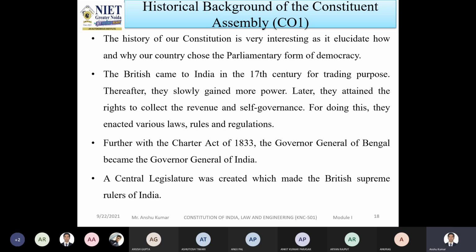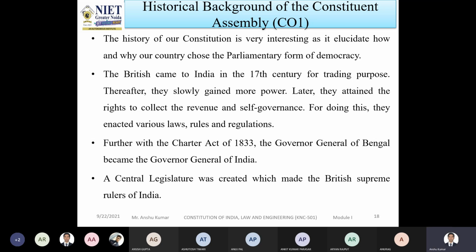Now the question is: it enacted a law and made the Governor General of Bengal the Governor General of India. Then who was the first Governor General of India? The answer is Lord William Bentinck. Always remember, this type of question always comes in exams. The first Governor General of India is known as Lord William Bentinck. It deprived the Governor of Bombay.